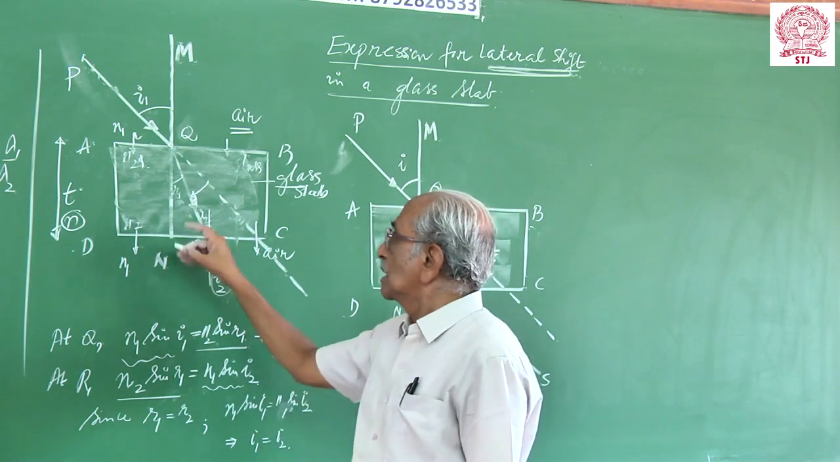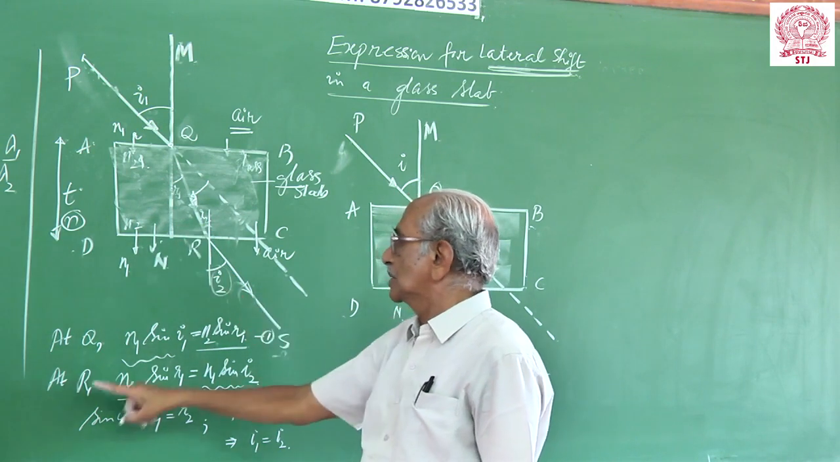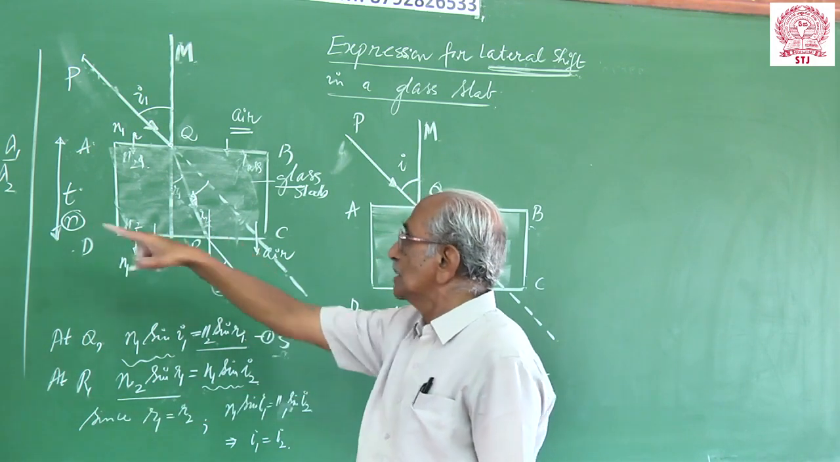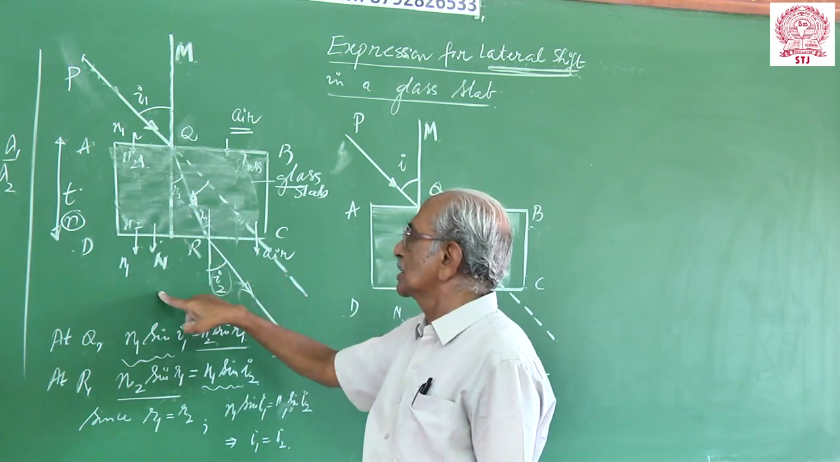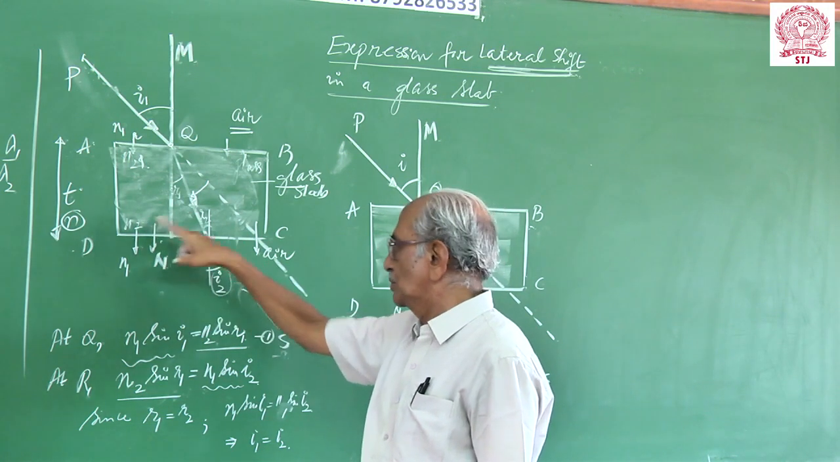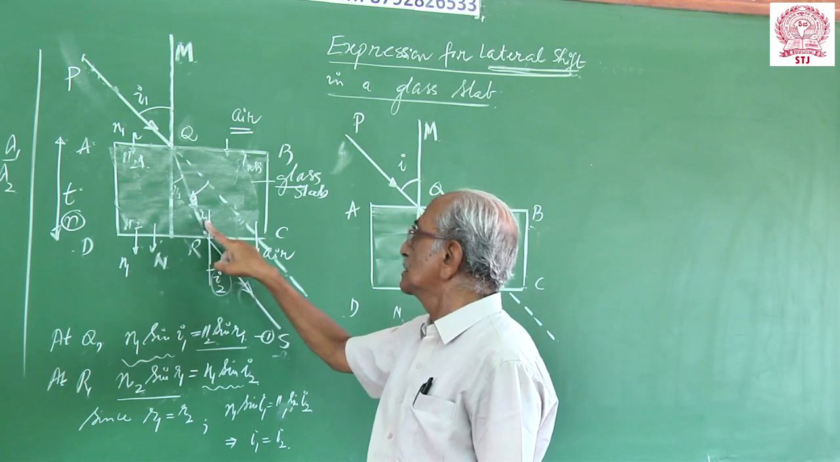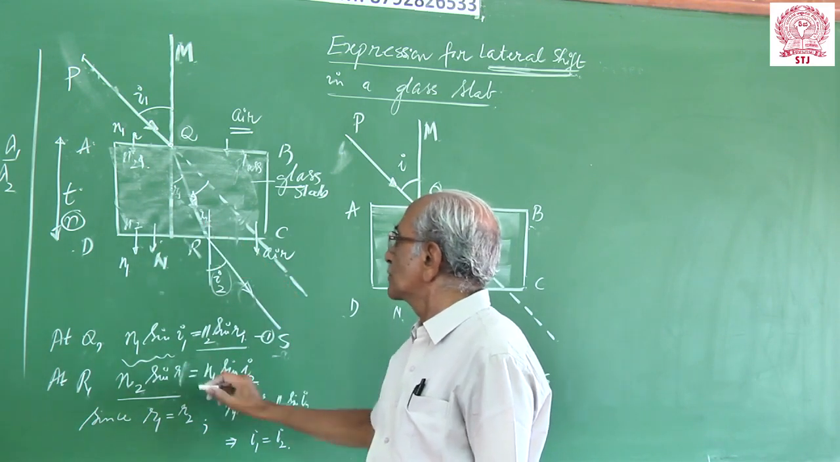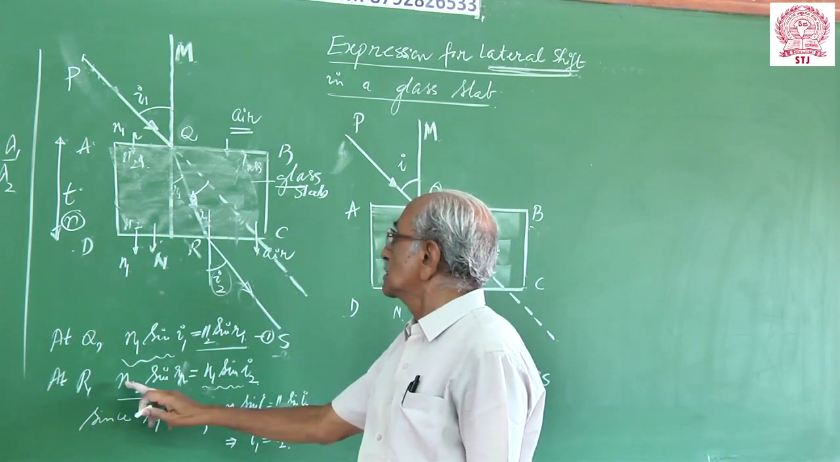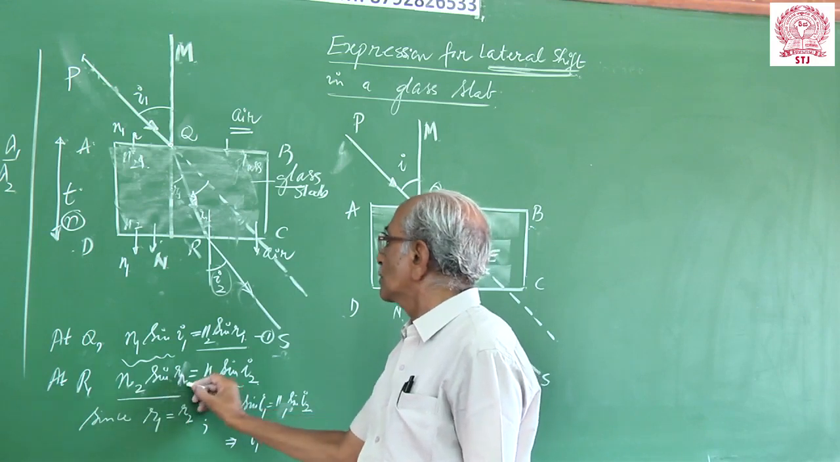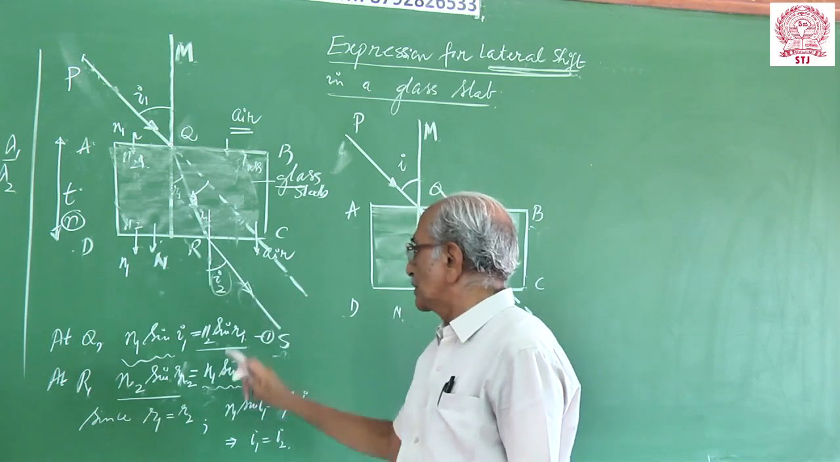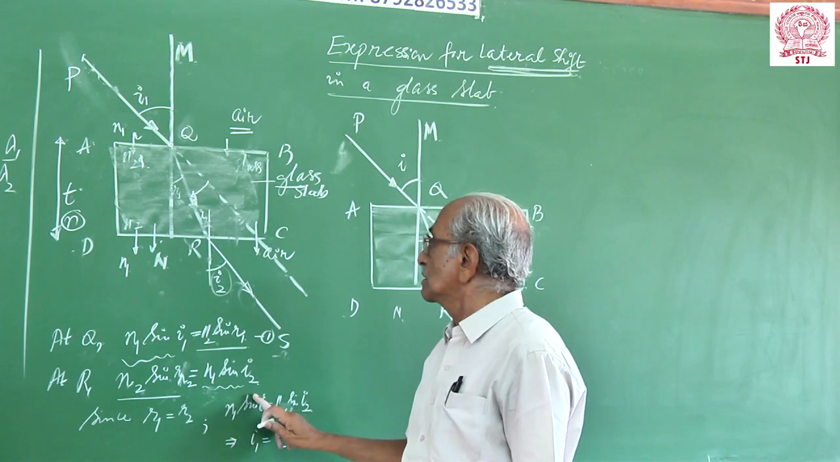Again, at the second surface, I can apply the same rule there. This is the first medium, this is the second medium. Refractive index is N2. So N2, the angle of incidence is R2. Therefore, it is N2 sine R2. That is equal to N1 sine I2.